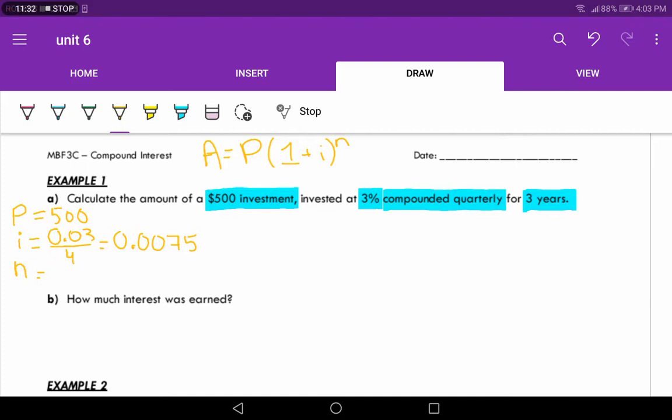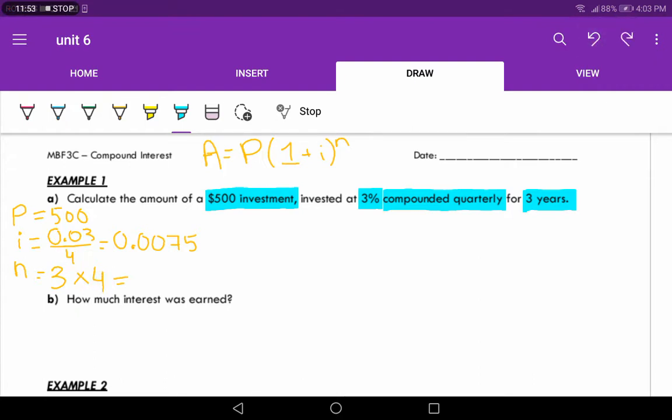Okay, and then to find the n, which is, remember, the number of compounding periods, we take our years and we multiply by how many compounding periods there are per year. So you should be multiplying by the same number that you divide by. See how those are both 4?